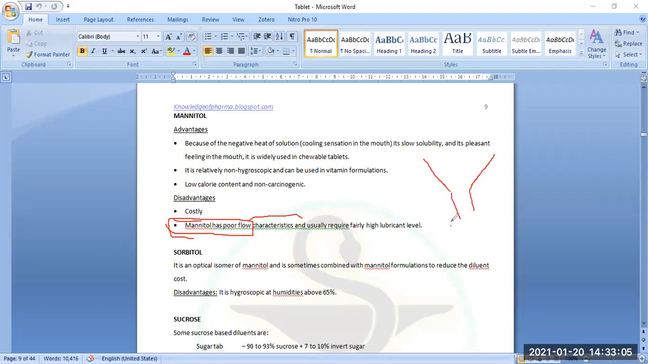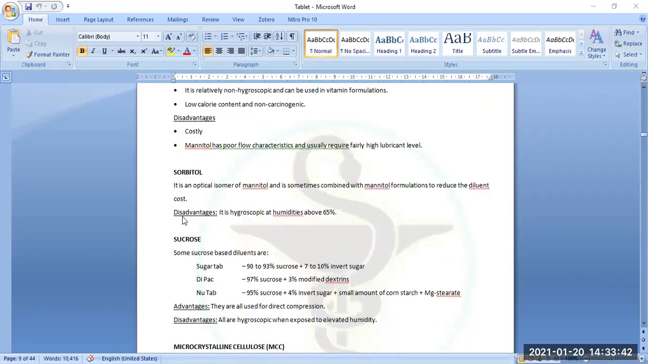For example, this is the hopper, and the hopper is attached to your turret, and in this turret you have a die or hole for the tablet formulation. If your powder does not have good flow property, it cannot fill all the dies with a sufficient quantity. Your tablet may then fail the weight variation test. That is why flow property is a major parameter you have to check before compression of the tablet.